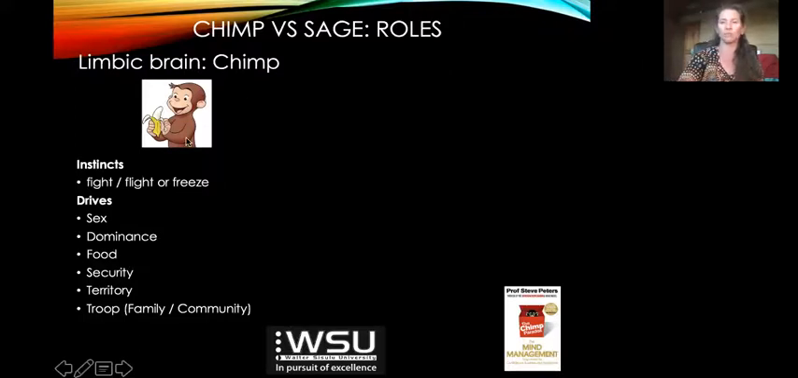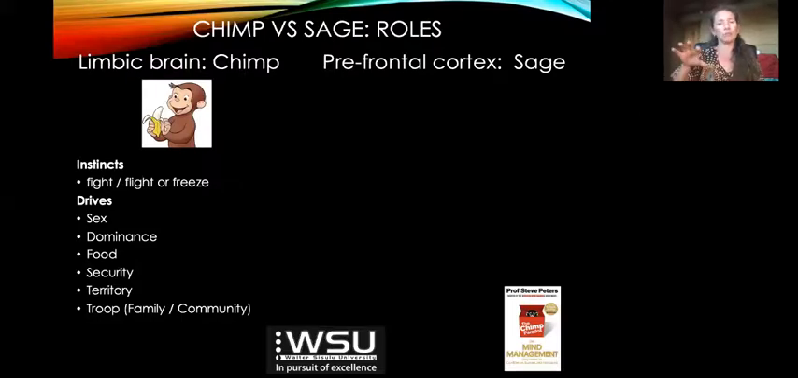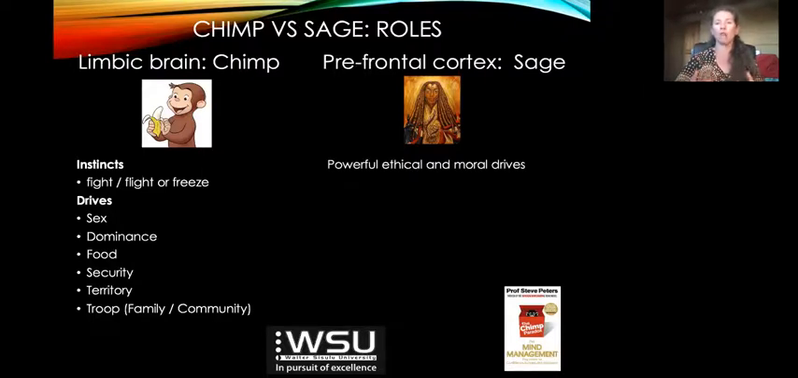adrenaline rush. On the other hand, we have that prefrontal cortex, and I love the term here called the sage. That's by Shazad Tamim. We'll speak a bit more about him in a bit. And the prefrontal cortex has got a completely different drive. So this is where all our powerful ethic and moral drives live. So it's a very different world than our limbic brain. And it's a part of us that's developed much later in evolution. And it's here that we have the possibility of compassion. It's here where what we call the conscience lies.